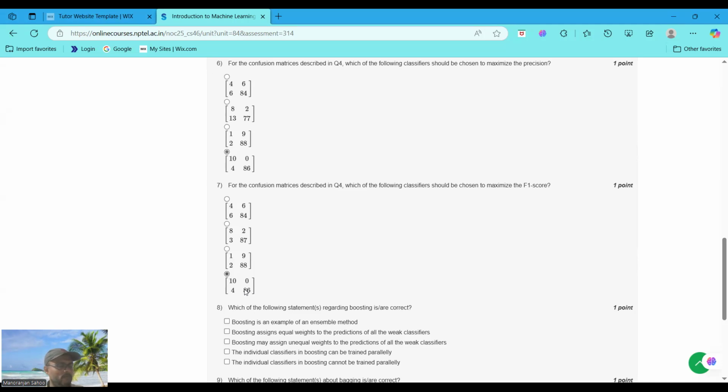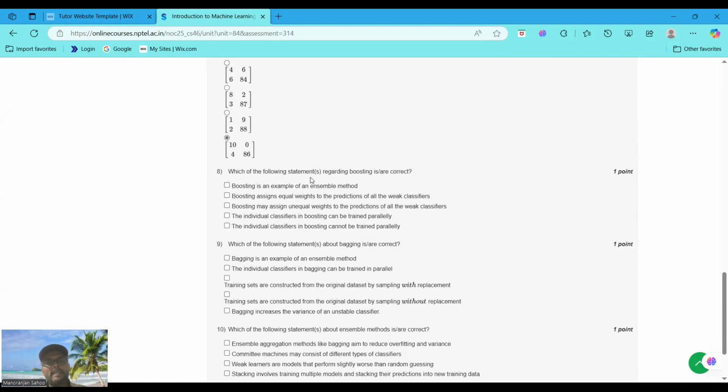Now moving to question number 8. Which of the following statements regarding boosting are correct? Boosting is an example of an ensemble method. Boosting may assign unequal weights to the predictions of all the weak classifiers. And the individual classifiers in boosting cannot be trained in parallel. A, C, and E.